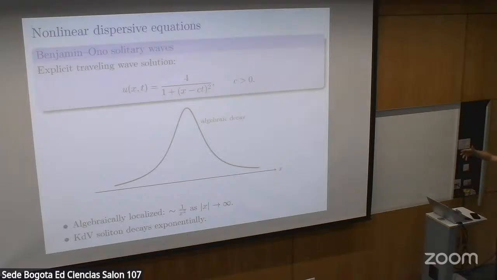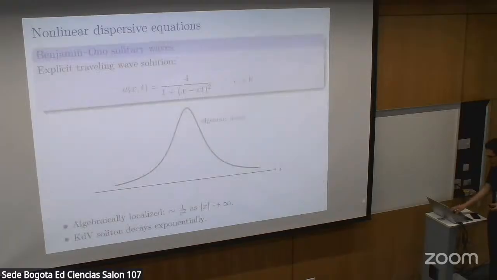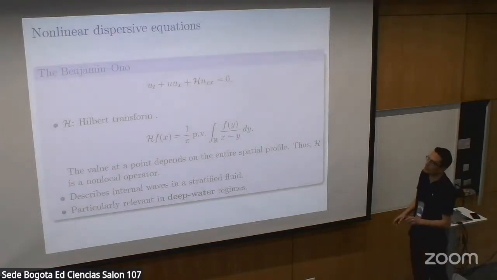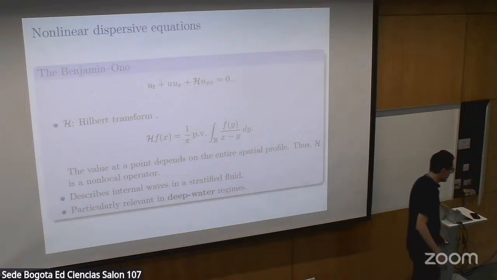What is happening, probably a little bit of a spoiler, is that because of this operator in the Benjamin-Ono equation, this operator is not nice with exponential decay. If you have a function that decays exponentially, this operator turns it into something that decays polynomially.